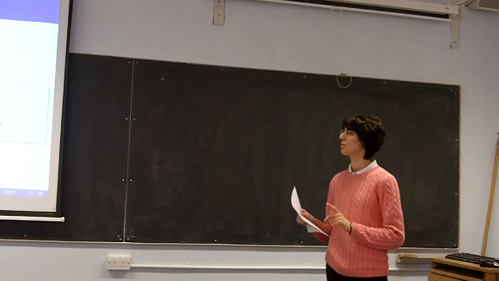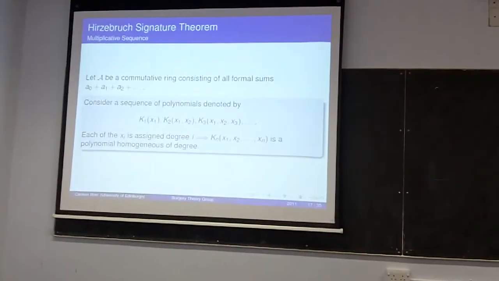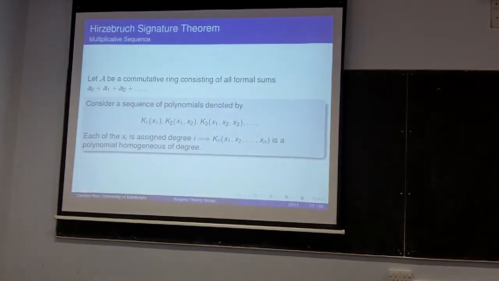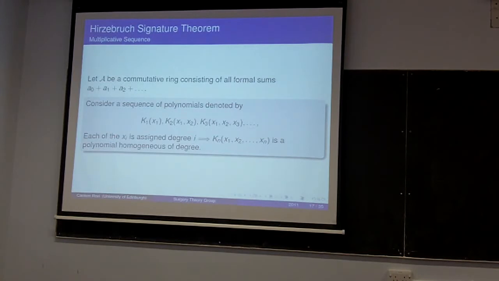Well, now we're going to talk about the Higgs boson signature theorem. To do that, we need some background about what multiplicative sequences are. And in order to formulate the theorem itself, we need to know what an L genus is. So, apart from talking about multiplicative sequences of polynomials, we are also going to talk about genera.